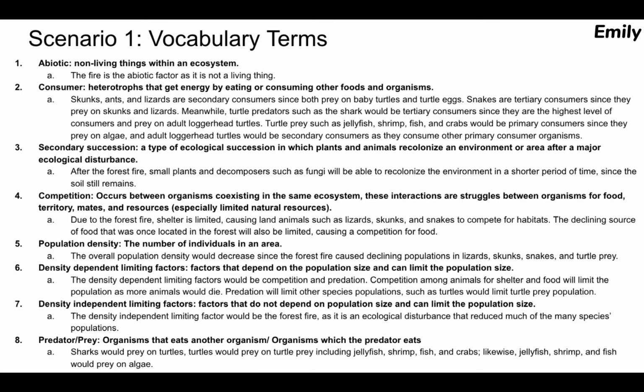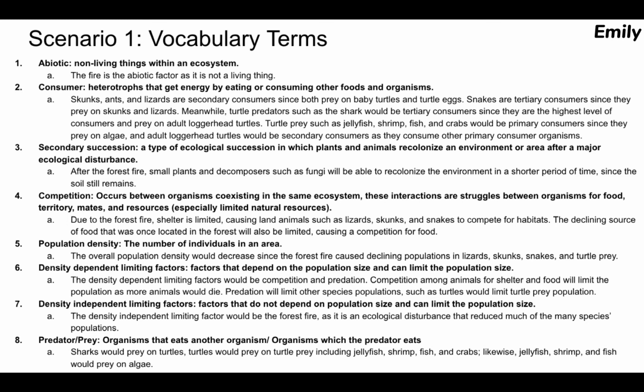and these interactions are struggles between organisms for food, territory, mates, and resources, especially if those natural resources are limited. Due to the forest fire, shelter is limited, causing land animals such as lizards, skunks, and snakes to compete for habitats, and the declining source of food that was once located in the forest will also be limited, causing a competition for food.